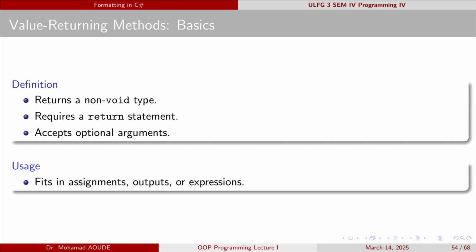Now let's revisit value returning methods. These methods return a non-void type like int, double, or string. They must use a return statement to send a value back. These methods are extremely useful because you can fit them into expressions, assignments, or even output statements.